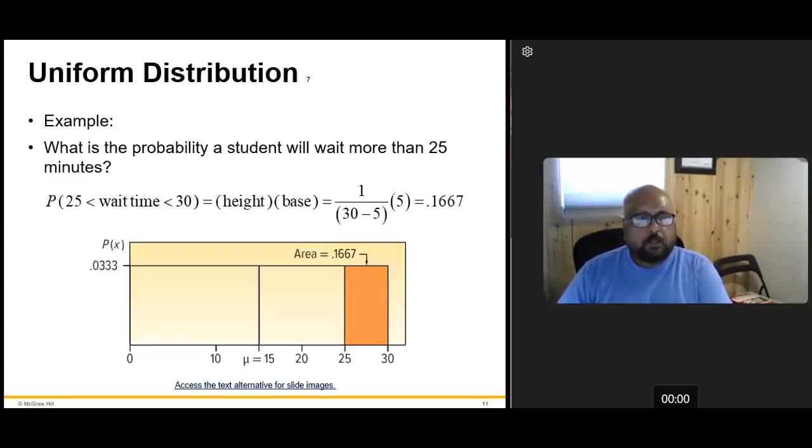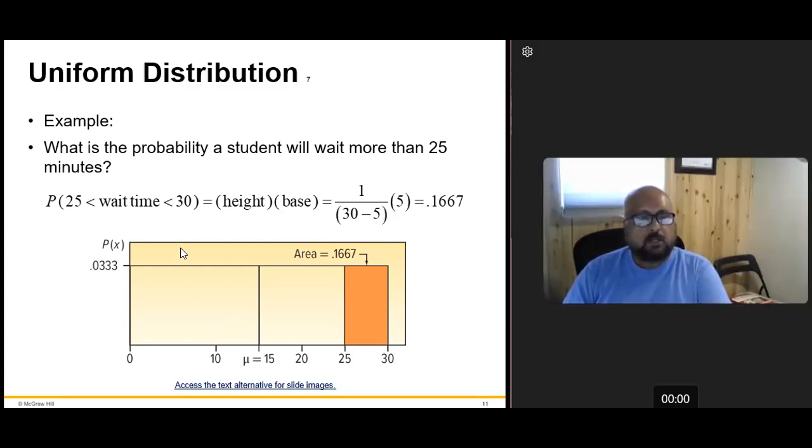Now, the last question in the example was, what is the probability a student will wait more than 25 minutes? More than 25 minutes is like the minimum being 25 minutes. So the minimum changes from 0 to 25 here. And we know that the maximum is 30. That means the student has to wait from 25 to 30 minutes. So the range is now maximum minus minimum. 30 minus 25 is 5. So b minus a is 5 here.